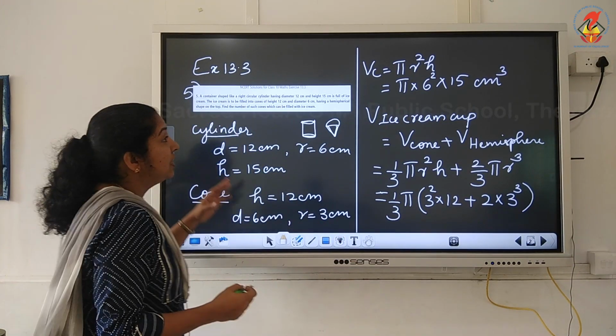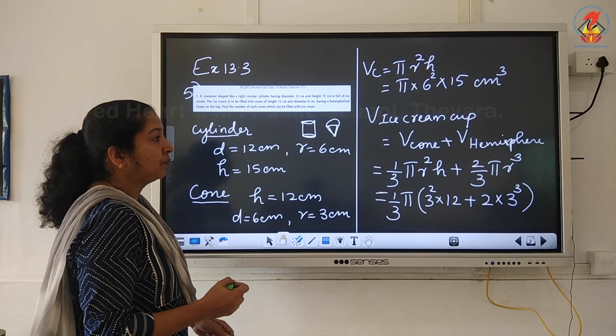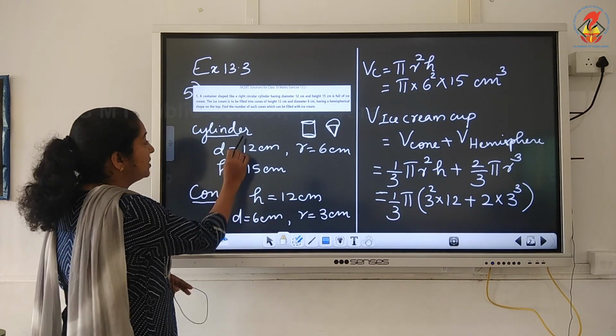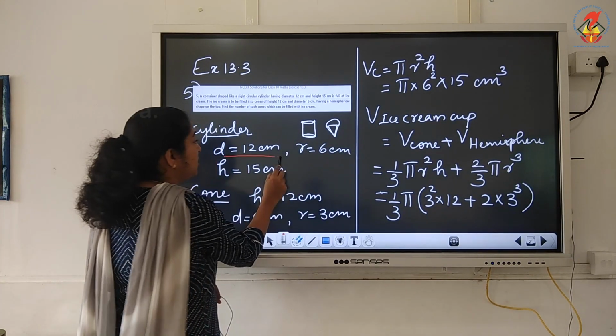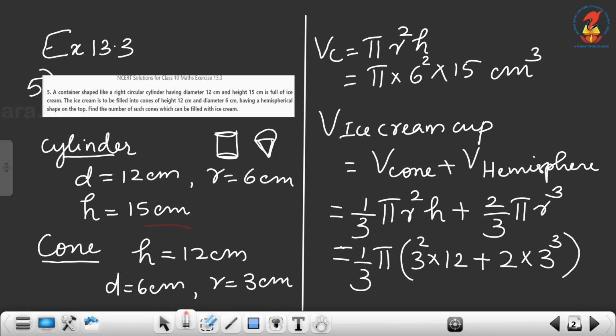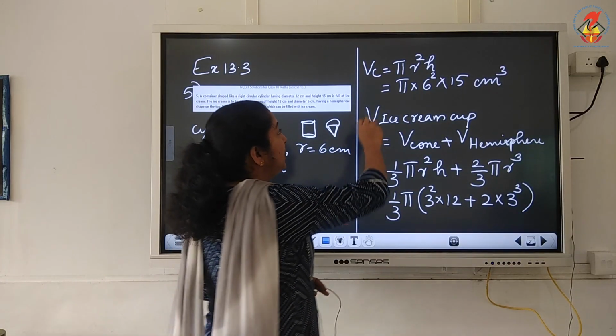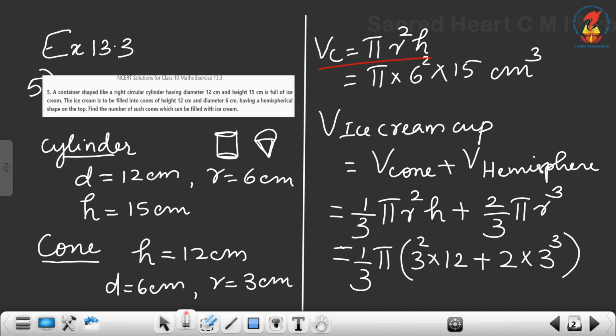Let n be the number of cones. What is given? Cylinder: diameter 12 centimeter, radius 6, and height 15 centimeter. Cone: height 12 centimeter, diameter 6 centimeter, that means radius is 3 centimeter. For that we need the volume of the cylinder, pi r square h, which is equal to pi into 6 square into 15 centimeter cube. The volume of one ice cream cup is equal to the volume of the cone plus the volume of the hemisphere, because it is one cone with a hemisphere.